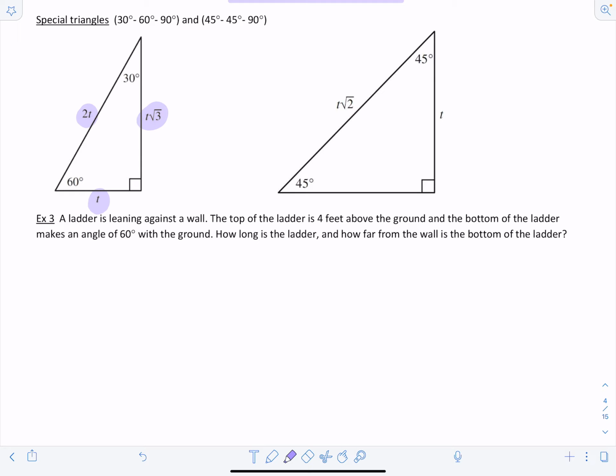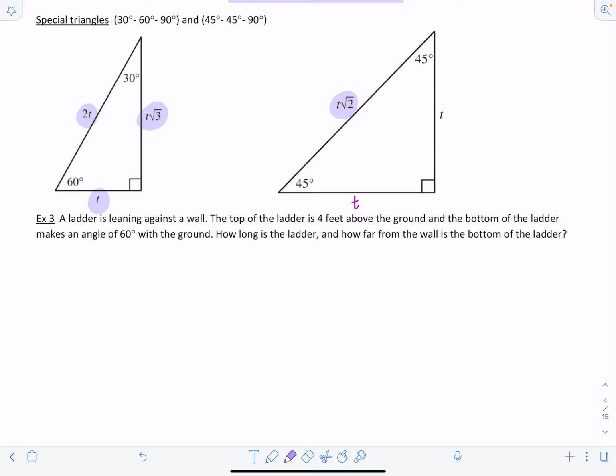Similarly, in a 45, 45, 90, that's an isosceles right triangle. Each of the legs is equal to each other, right? Because you've got two 45 degree angles. So if one leg is t, the other leg is t also. And the hypotenuse is equal to t times rad 2. So these are helpful relationships to memorize because it'll save you some time when you're doing certain computations, and they're going to come up frequently as we continue to study trigonometry throughout the course.